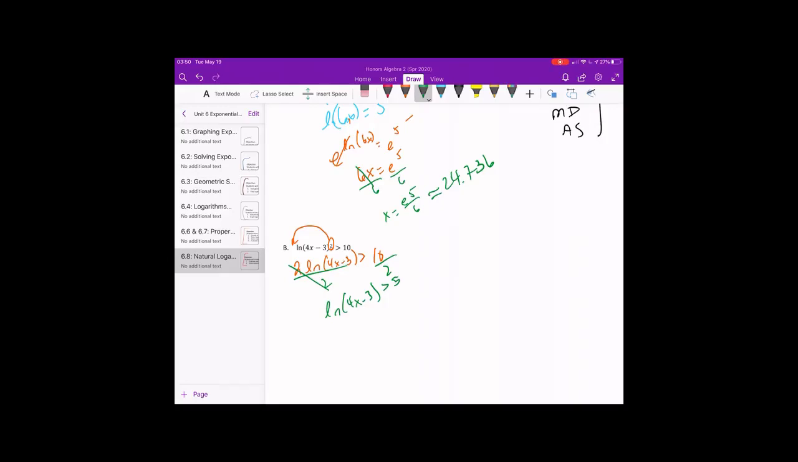Now I can raise both sides to a base of e. In doing that, we're going to get this to cancel. And so I've got the 4x minus 3 is greater than e to the 5th. And from here, we're just solving a normal equation for the x. And so I get that 4x is greater than e to the 5th plus 3. And I'm going to divide both sides by 4. And so I get x is greater than e to the 5th plus 3, all divided by 4.